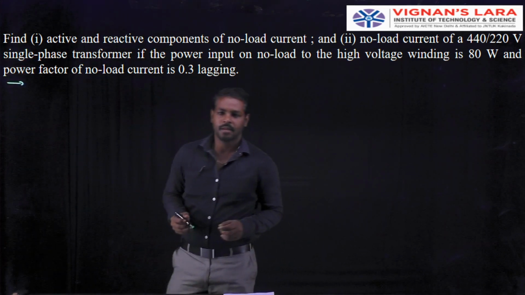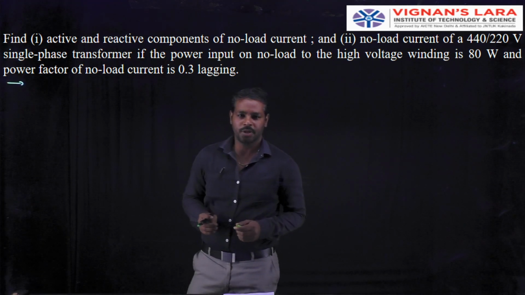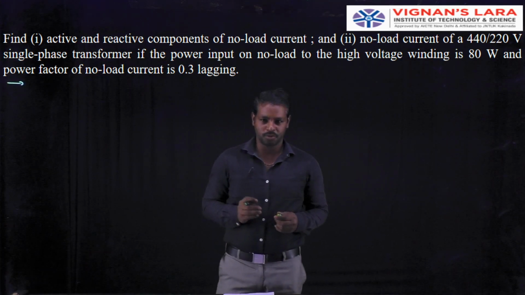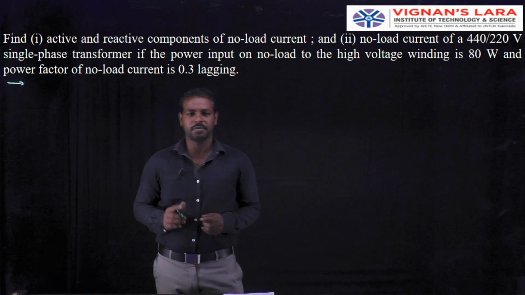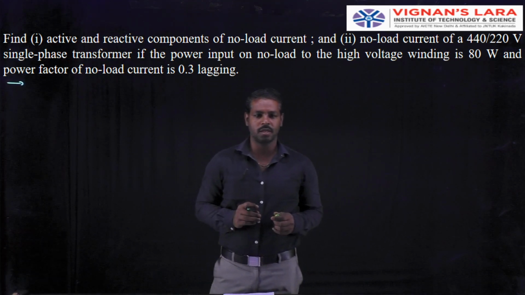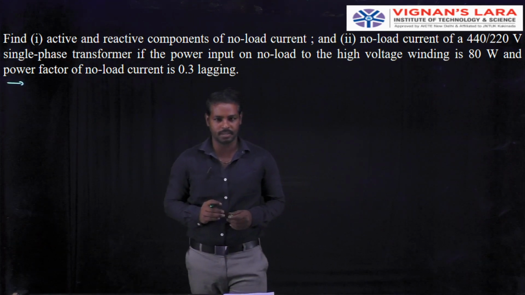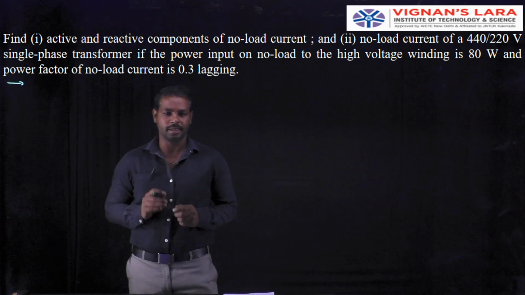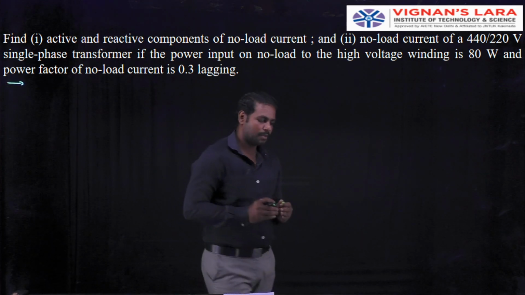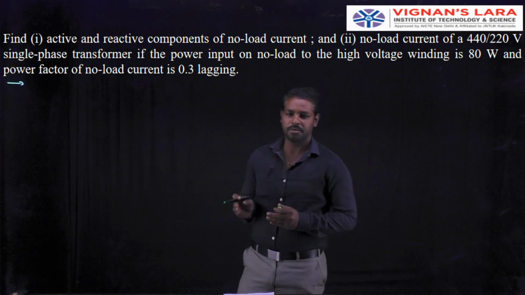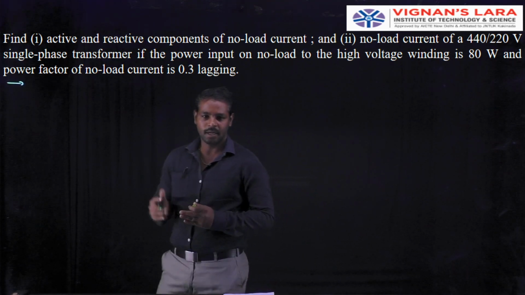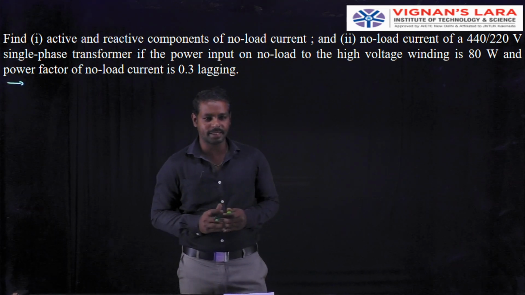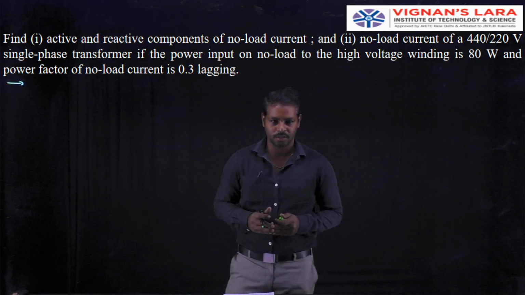Find the active and reactive components of no load current of a 440 by 220 volts single phase transformer, if the power input on no load to the high voltage winding is 80 watts and the power factor of no load current is 0.3 lagging. Based on the given data we are calculating two parameters: the active and reactive components, that is, the core loss component and the magnetizing component.